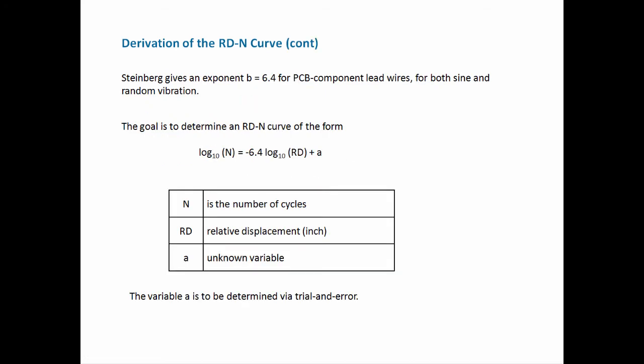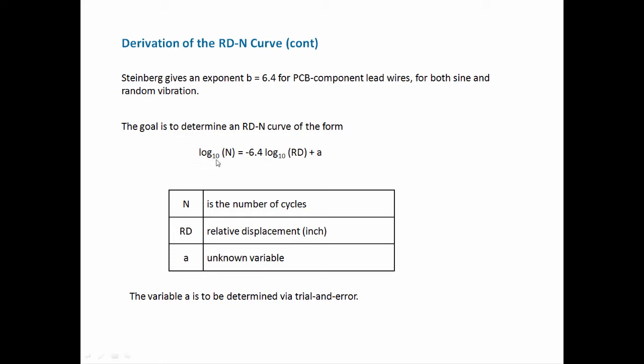So the first thing we're going to take a look at is the fatigue exponent. That is very important. Steinberg gives an exponent of b equal to 6.4 for PCB component lead wires, and he does this for both sine and random vibration. So we're going to run with that one. We're going to take that slope, and our goal is to determine an RDN curve of the form.